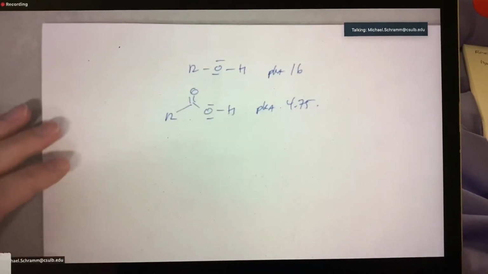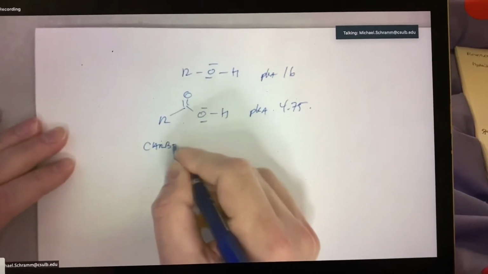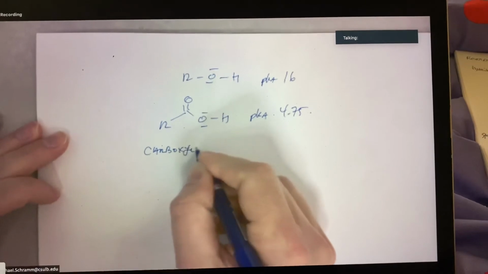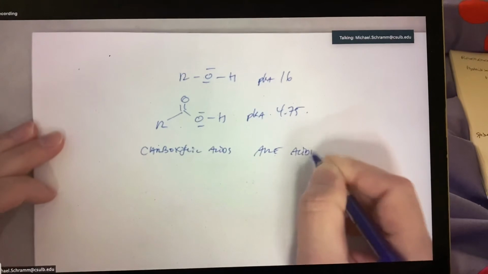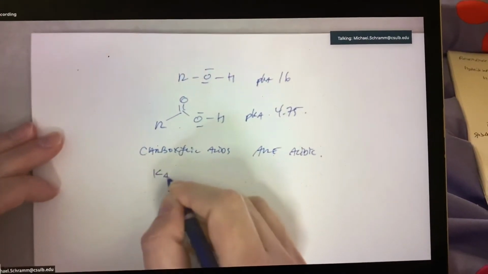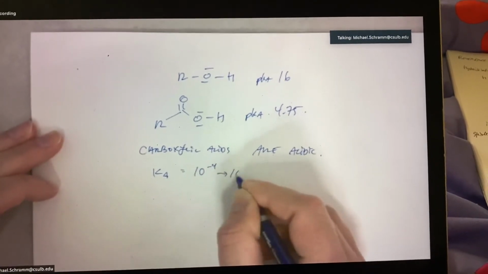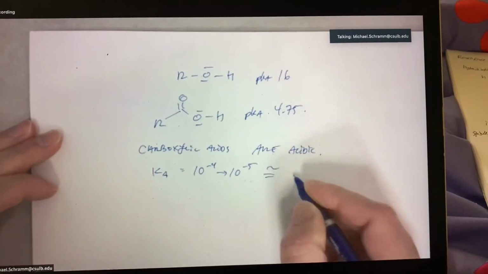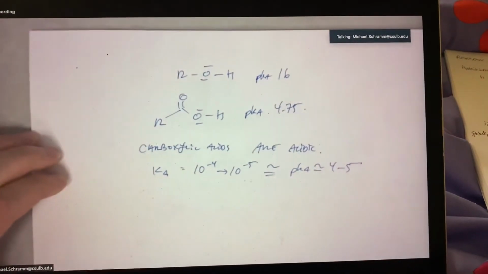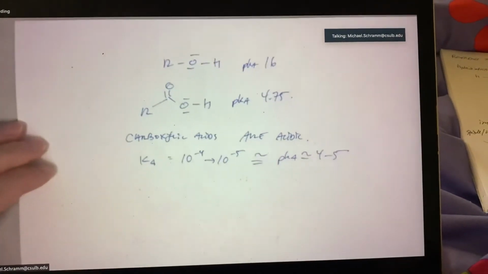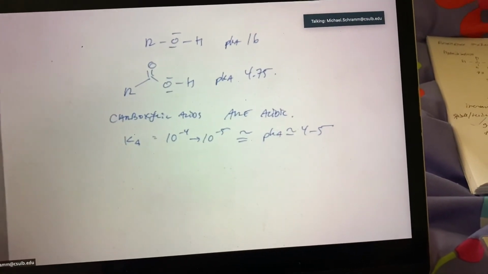Carboxylic acids, as the name implies, are acidic, right? So this is kind of a tautology, a dumb thing to say. Let's just say that carboxylic acids are acidic. And they have a Ka, or an acidity constant, of roughly 10 to the minus 4 to 10 to the minus 5. And this translates into a pKa between 4 and 5. We'll talk again a little bit about Ka and pKa, but you're not going to be calculating these things. But you have to have a rough feeling about how this works.